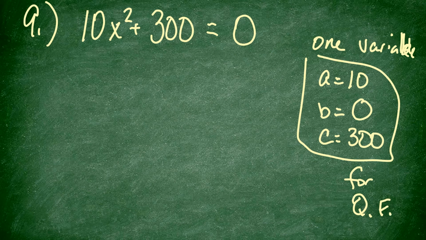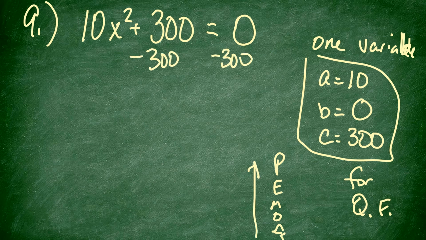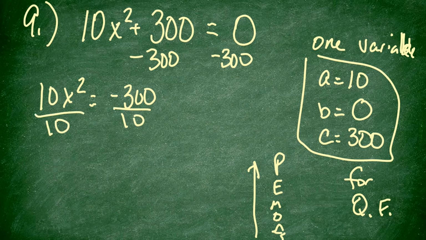I'm not going to use the quadratic formula. I think it's really too long. It's going to be much easier just to use PEMDAS backwards. So I'm going to use PEMDAS backwards. So I'm going to subtract 300 from both sides. I get 10x squared equals minus 300. I divide by 10, divide by 10. I get x squared equals negative 30. I take the square root of both sides.